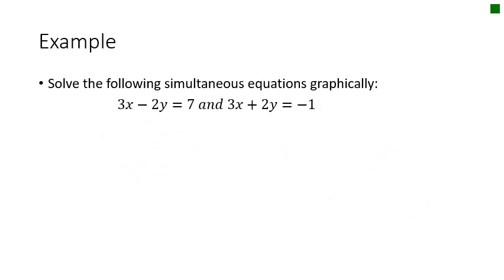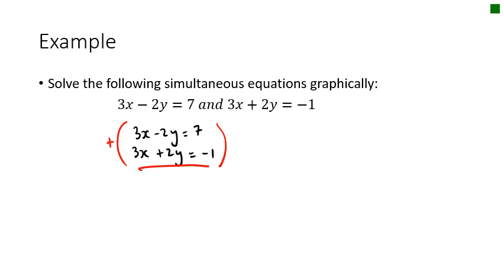So let's have a look at another example. Now I have the equations 3x take 2y equals 7, and 3x plus 2y equaling minus 1. Again, I'm going to add these, because if I add them, then the y's are going to cancel each other out. 3x plus 3x gives me 6x. Minus 2y plus 2y gives me 0. And then 7 plus minus 1 gives me 6. So now I'm left with 6x equaling 6. I can divide by 6 on both sides, and I end up with x equaling 1.